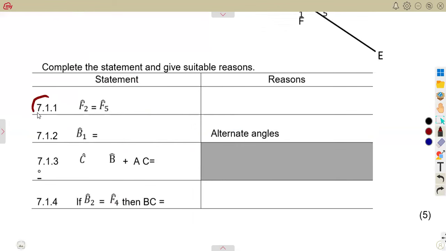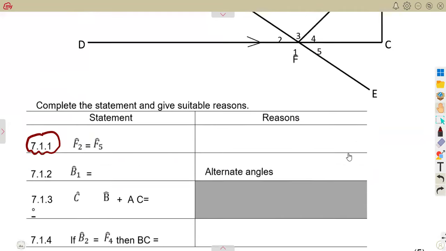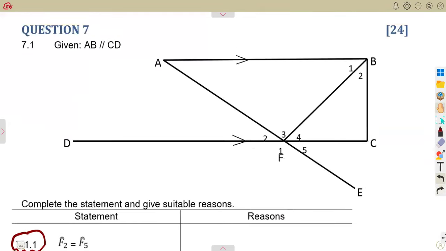So the first one is 7.1.1, you're given the statement: angle F2 is equal to angle F5. Why are these two angles equal? Then we have to consider it from the diagram, F2 and F5. On our diagram, this is the point F, and we've got angle F2 here, and we have got F5. This is where we have F2, and this is where we have F5. They are saying these two are equal.